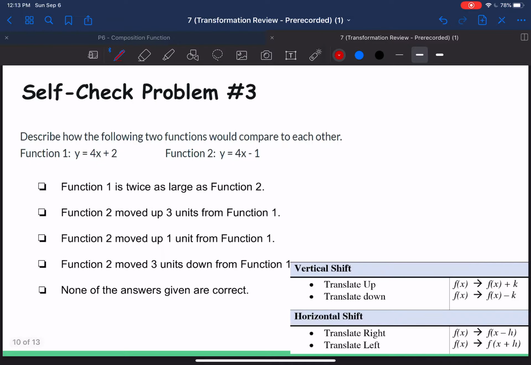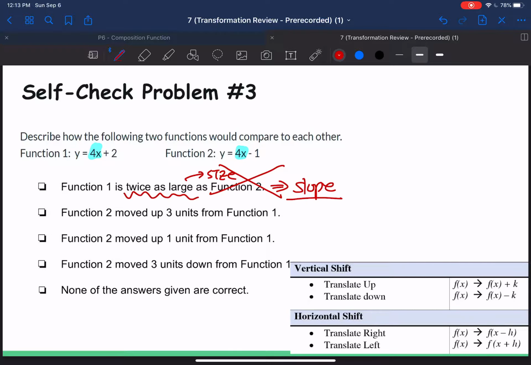Next one, explain how the following two functions would compare to each other. Function 1 is y equals 4x plus 2. Function 2 is 4x minus 1. In this case, we just have to go through our choices. First one says function 1 is twice as large as function 2. Whenever they're talking about the size, we are basically comparing the slope. In this case, my slope, 4x and 4x, they are the same, which means this one is not the correct answer.